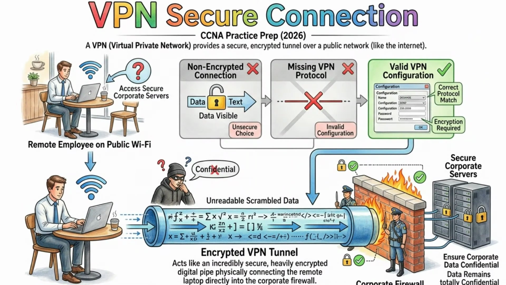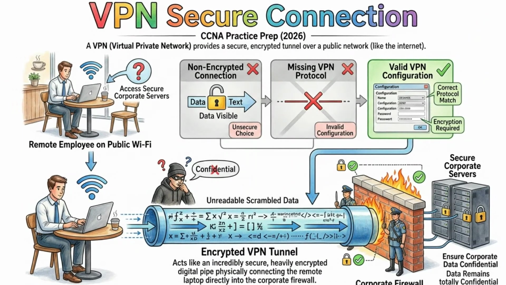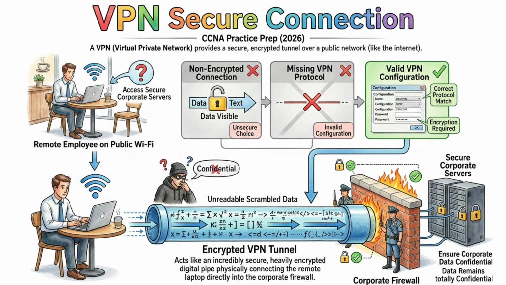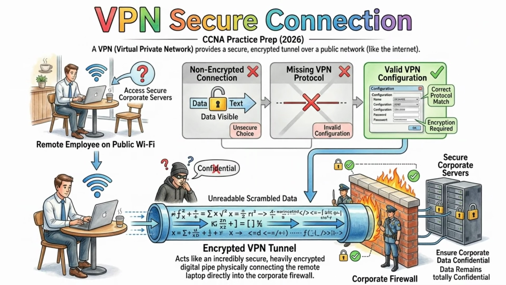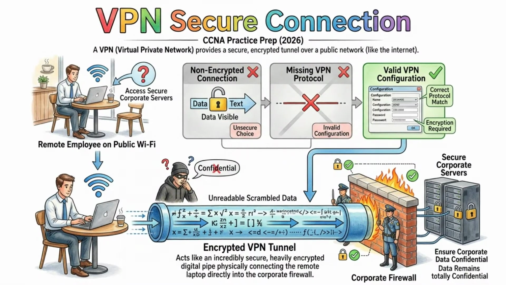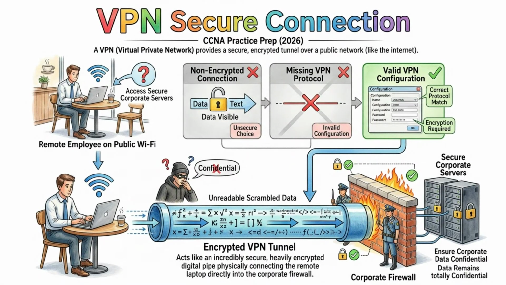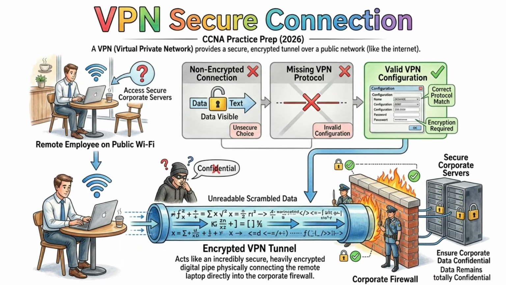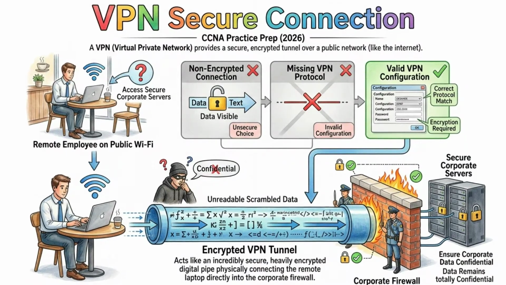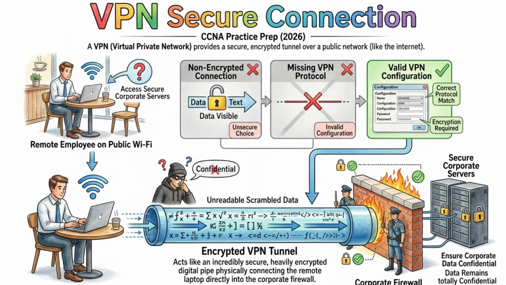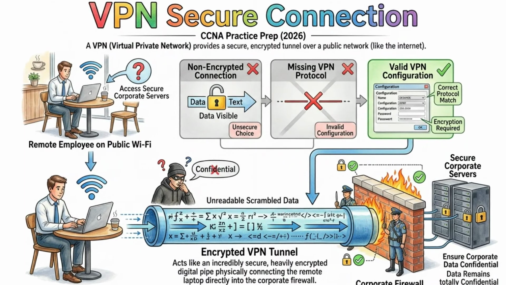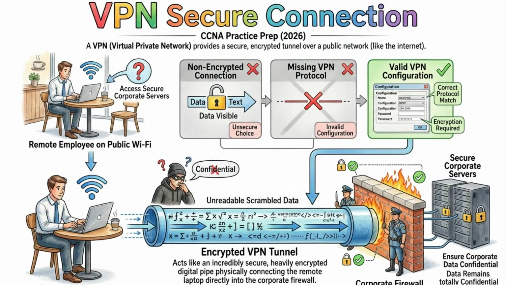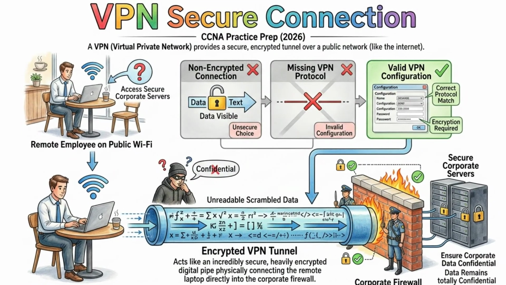In today's highly remote workforce, employees frequently need to access secure corporate servers while sitting at a public coffee shop, which introduces massive security risks. To comprehensively protect this sensitive data over public wireless connections, network engineers configure virtual private networks, commonly known as VPNs. A VPN acts exactly like an incredibly secure, heavily encrypted digital pipe physically connecting the remote laptop directly into the corporate firewall. Even if a highly skilled hacker intercepts the wireless signal at the coffee shop, all they will ever see is completely unreadable scrambled mathematics, ensuring the corporate data remains totally confidential.